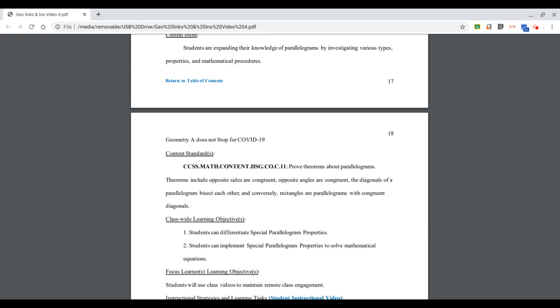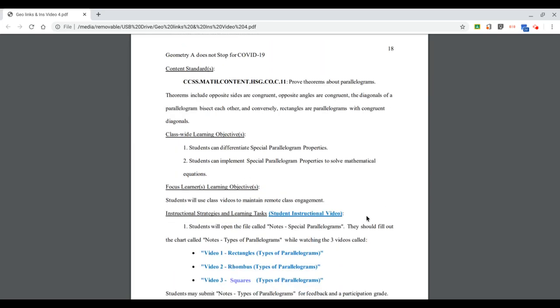The class-wide learning objectives are students can differentiate special parallelogram properties. Students can implement special parallelogram properties to solve mathematical equations. And the focus learning objective is students will use class videos to maintain remote class engagement. All right, so let's look at the strategies and learning tasks.